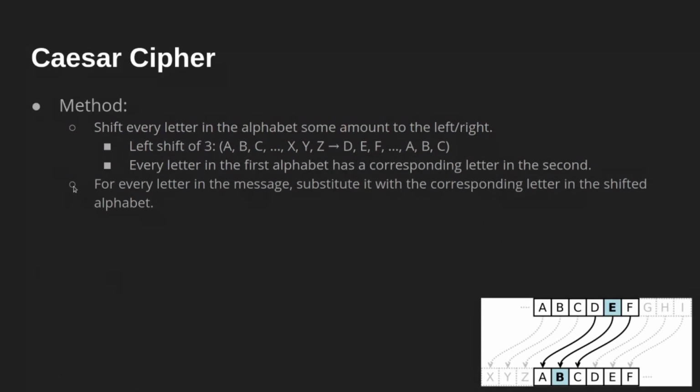And then for every letter in a message you want to send, you substitute it with the corresponding letter in the shifted alphabet. So for example, the message "A help" turns into, well, A corresponds with D, as you can see here. And then with the rest, we get "D kahos". And this is our code.